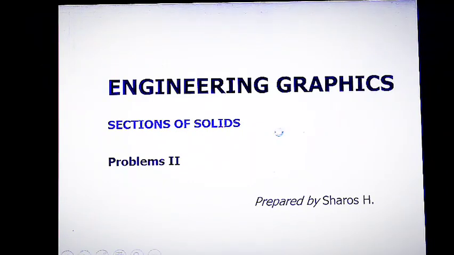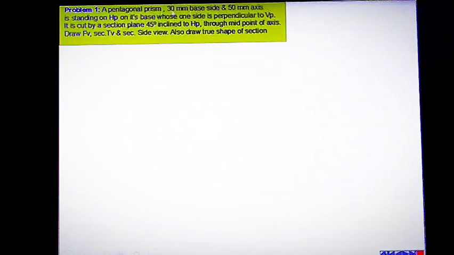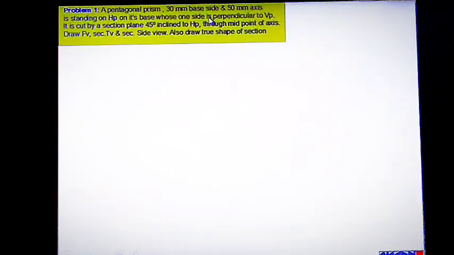Dear students, today we are going to discuss a few problems related to sections of solids. In this first problem, we can read like this: a pentagonal prism, 30 mm base side and 50 mm axis, is standing on the horizontal plane on its base, whose one side is perpendicular to the vertical plane. It is cut by a section plane 45° inclined to HP, passing through the midpoint of the axis.